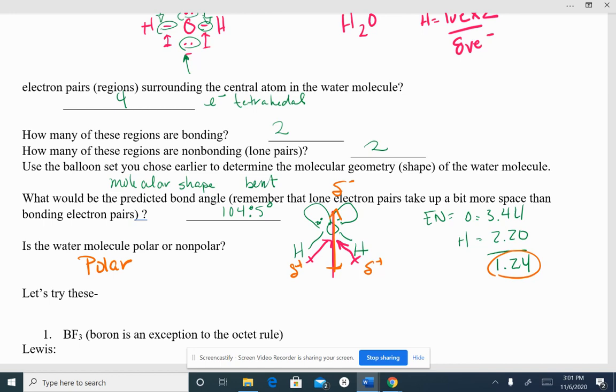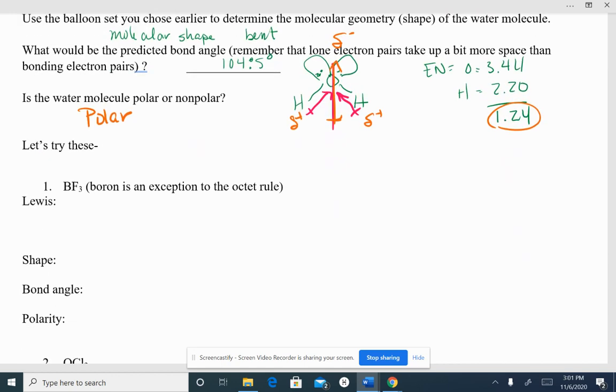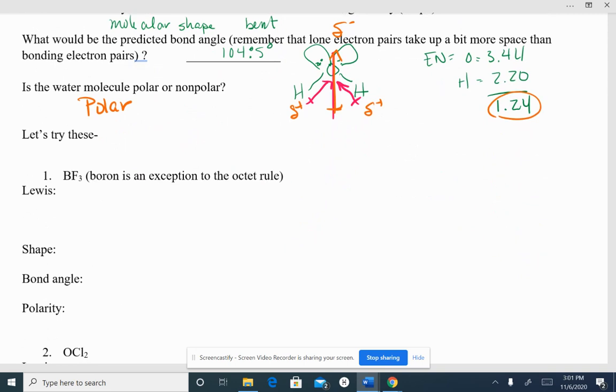Okay, let's try some of these together. Boron. Let's do boron. Okay, so if we look up boron, boron has 3 valence electrons. Fluorine has 7 valence electrons, and we've got 3 of them. So when we add all of that together, let's see, 3 plus 21 gives us 24.